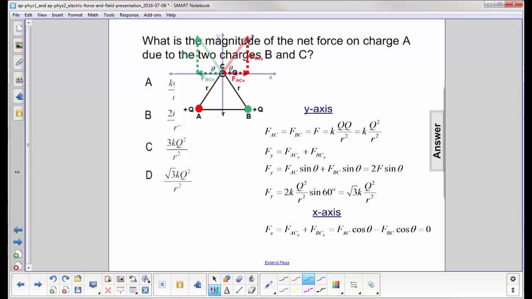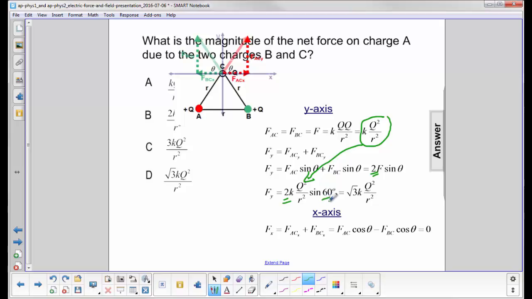We then find the y components, and that's the value of this force times the sine of this angle. So here we have total force in the y direction is F_AC times the sine of theta plus F_BC times the sine of theta, which equals 2F sine theta. Here is our force, our total force due to each charge. We move that down here. There's two of them, so there's our 2.